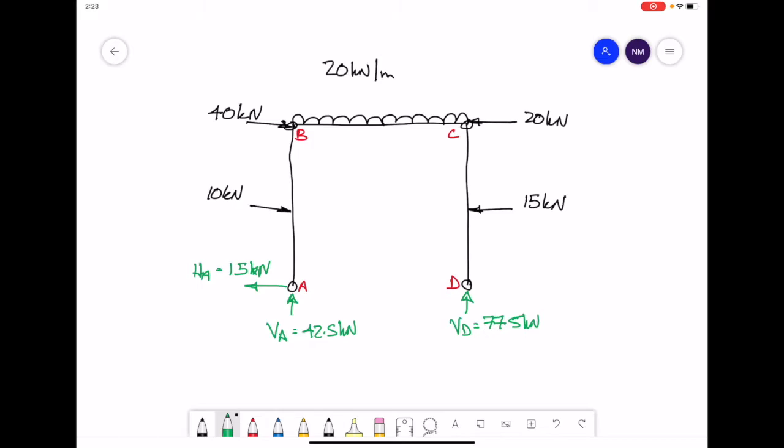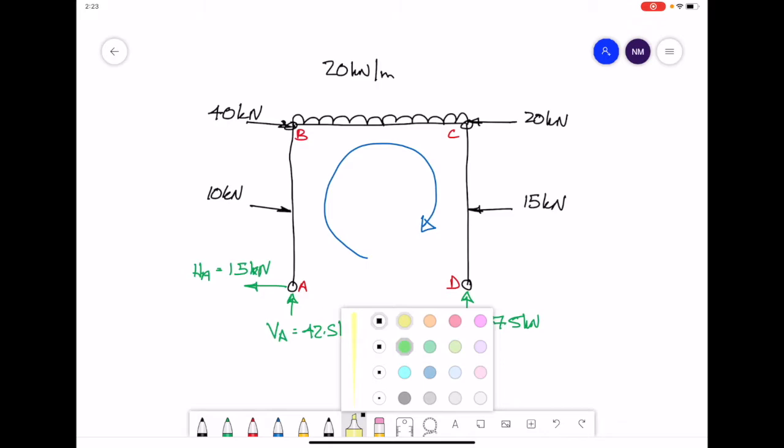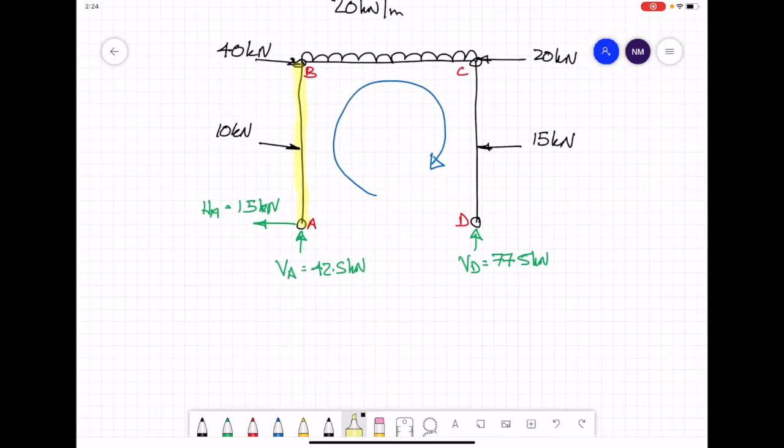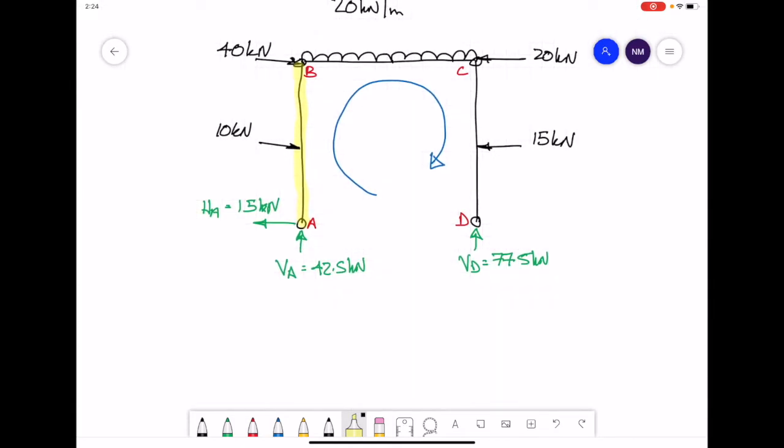When we're looking at our first member, remember the orientation we're looking at for the structure is that we're going to analyze it in a clockwise manner. First of all, we're going to start with joint A to do member AB. Whenever we draw member AB, we draw from joint A up to, but not including, joint B.